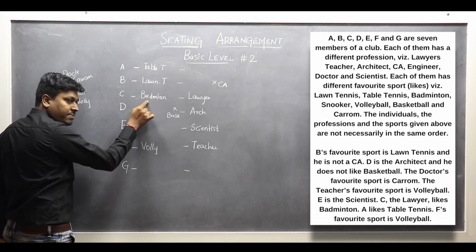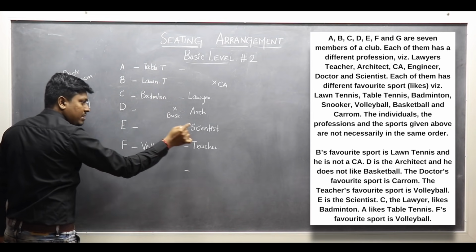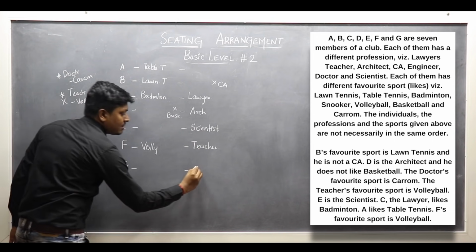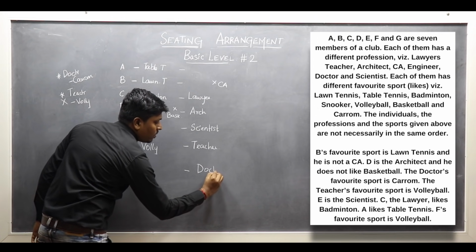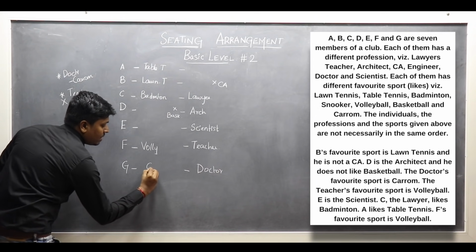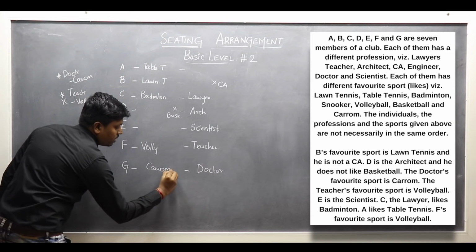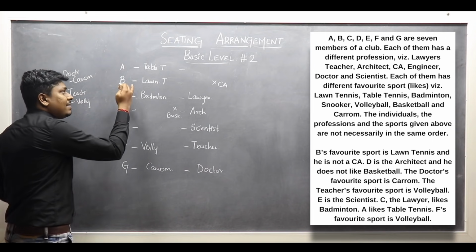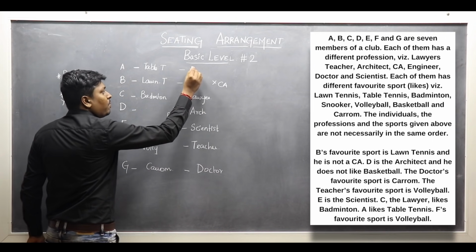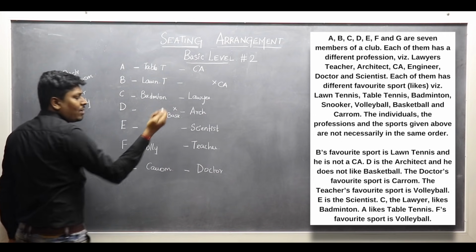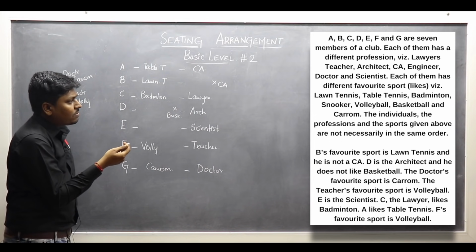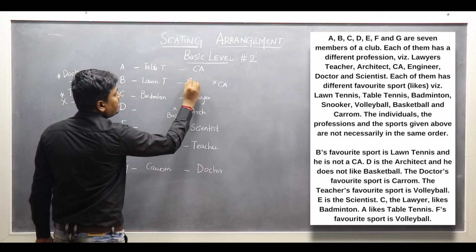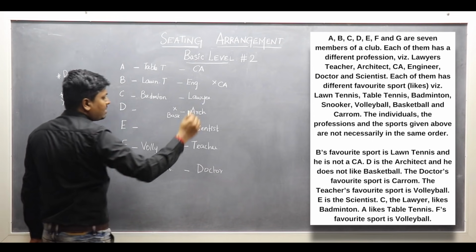Already lawyer and badminton is fixed. Similarly, doctor carom not possible here. Already teacher here, not possible. Only one chance: I should fix doctor here, no other way, and this person likes carom. Got it? So doctor, teacher, scientist, architect, and remember that the person B does not like CA. Then only one place is remaining, so A should be a CA, no other way. What is the remaining profession? Engineering. So definitely the person B should be the engineer.